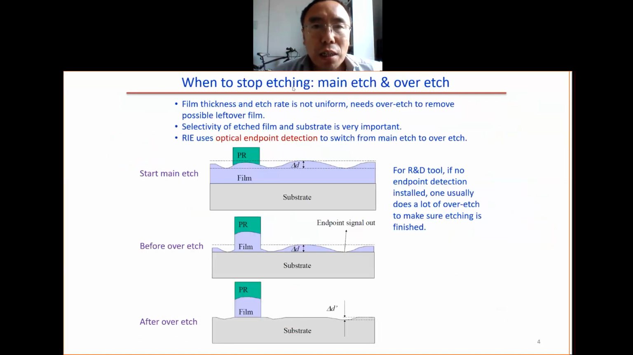So now let's look at when to stop the etching. Normally the etching is divided into the main etch and over etch. For example, here we use the photoresist as the mask to etch this film. First we have the main etch. Then after the film material is almost gone, we have the over etch. We need the over etch to make sure that all the material is etched away. This is before the over etch, and this is after over etch.